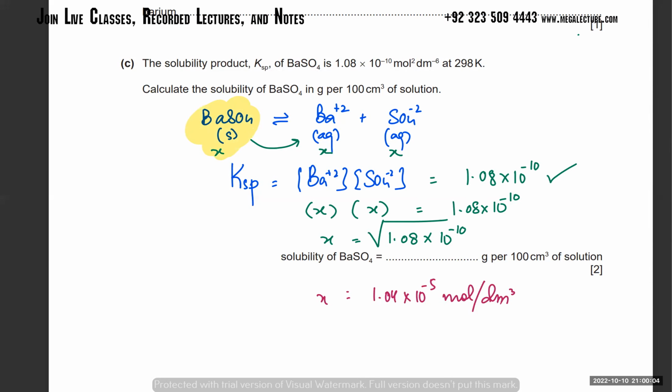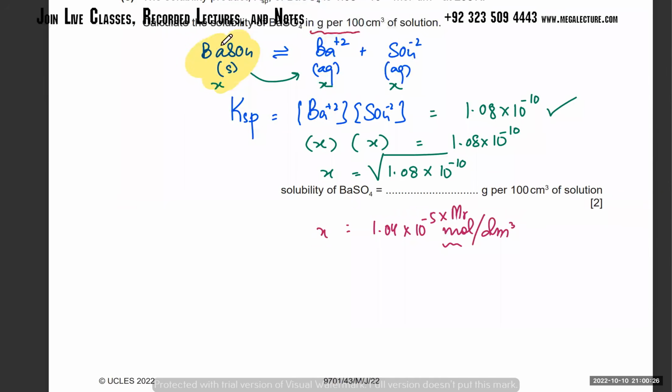But now he wants it in grams per, now that's kind of weird, like he wants it in grams per 100 cm cube, right? What I'm going to do is convert this into grams per dm cube. How do I convert moles into grams? I'll multiply it by the Mr, the molar mass, right? Yes, sir. The molar mass of this thing is, I don't know what barium is, but I think it's 137. So mass will be 1.04 times 10 to the power minus 5 moles times Mr.